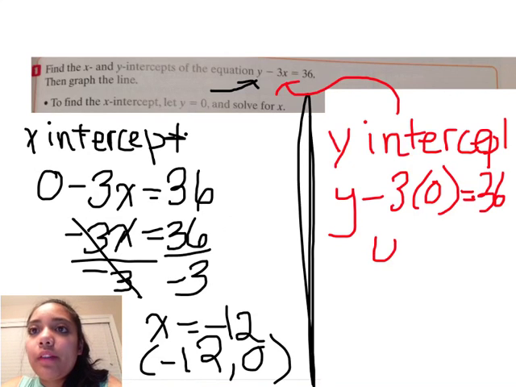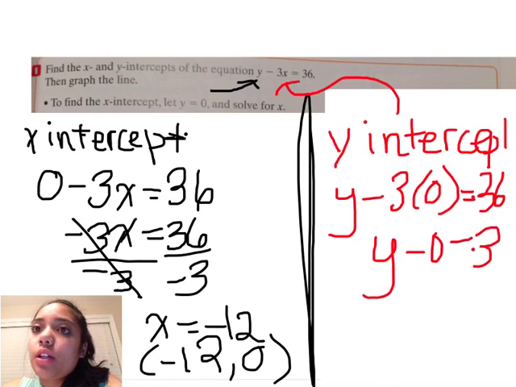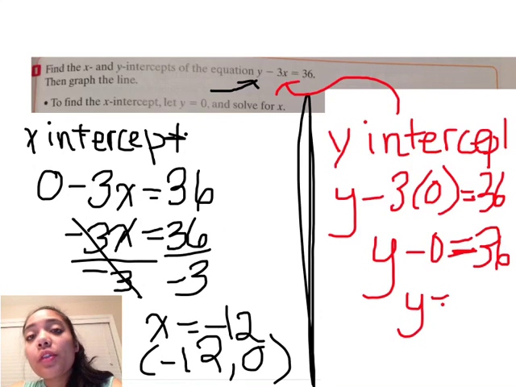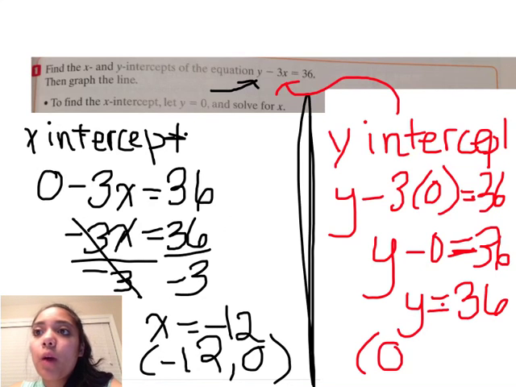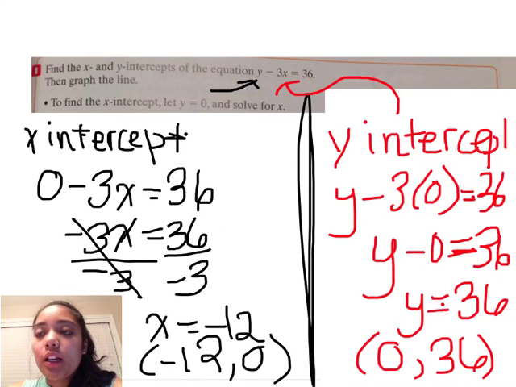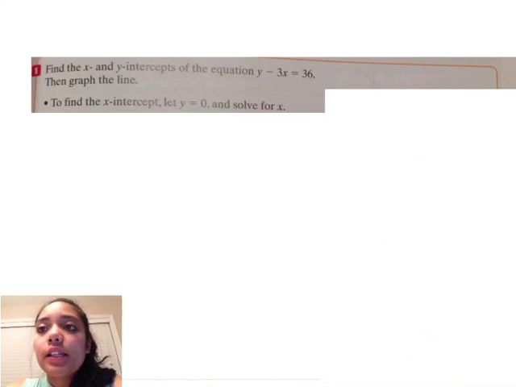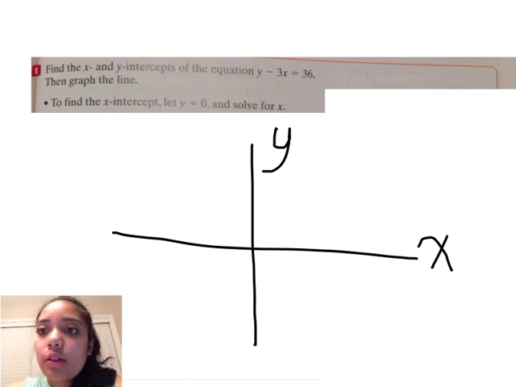Okay, so example 1, find the x and y intercepts of the equation y minus 3x equals 36. Then graph the line. So think back on what I told you to highlight and what was so important on the slide before. To find the x-intercept, you have to let y equal 0 and solve for x. So using my equation, and again, I'm using my finger, not a stylus, so keep that in mind when I'm writing. Let y equal 0. I'm going to plug in a 0 where y is, so that I have 0 minus 3 times x equals 36. Well, 0 minus 3x is just negative 3x. You can drop the 0. Negative 3x equals 36.